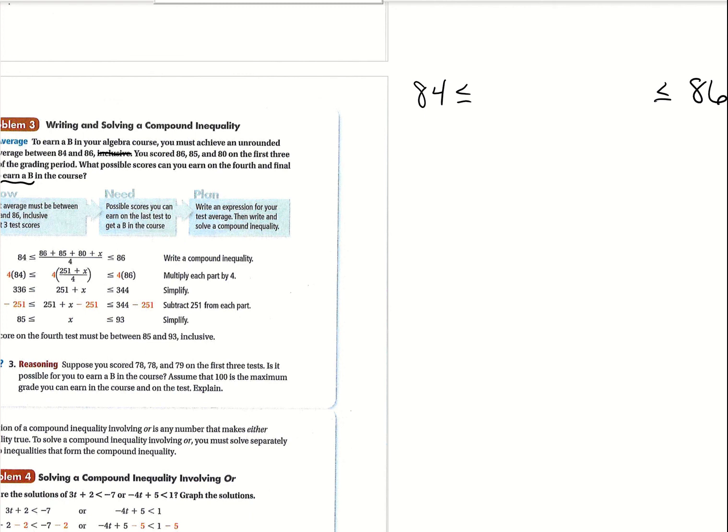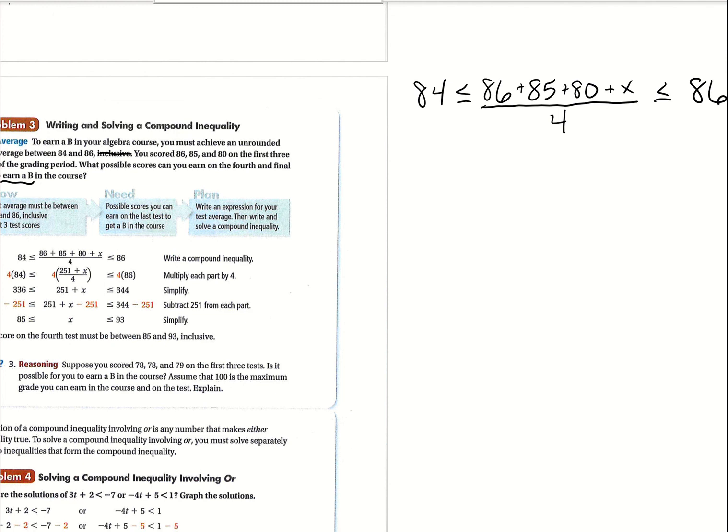We got 86 plus 85 plus 80 on the first 3 tests. And then what possible score can you earn on the 4th and final test? That's our variable because we don't know what it is, so that would be x. And then we would divide all of that by 4, right? Because we're trying to get the average.